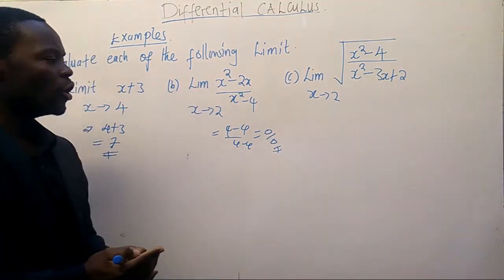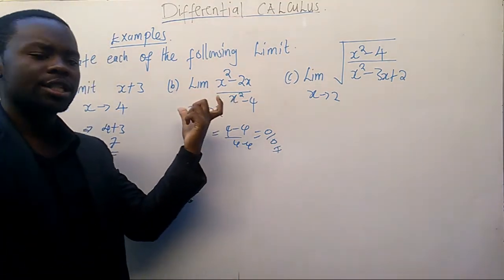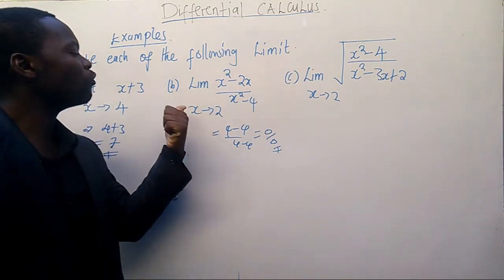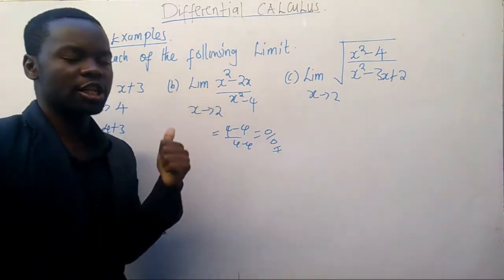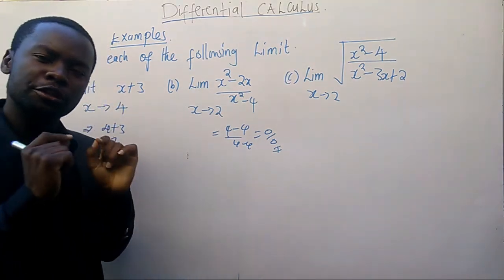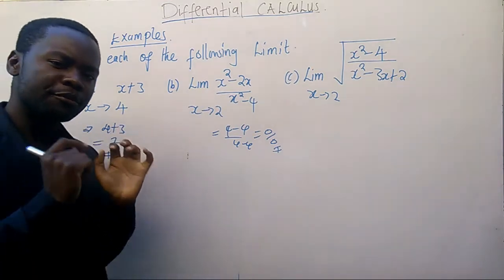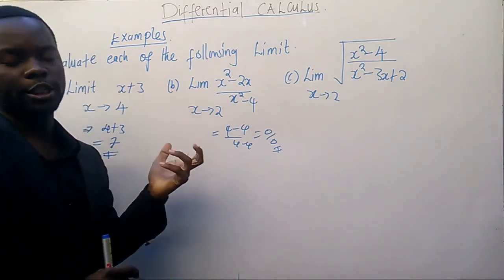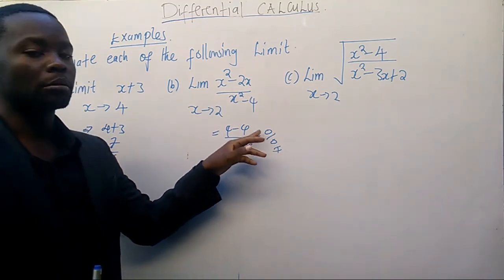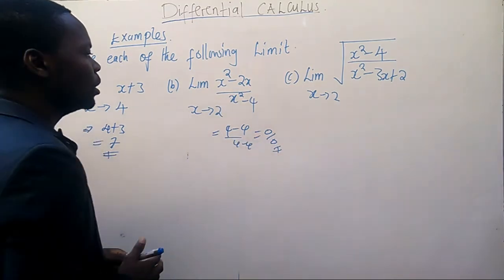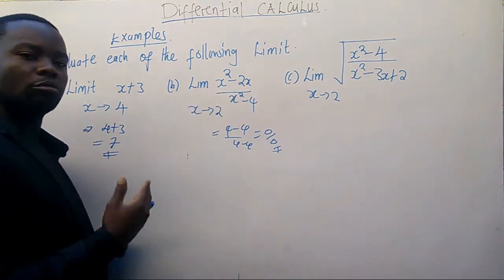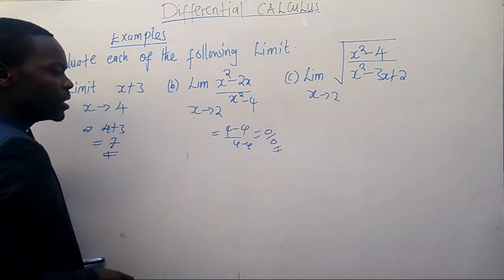0 over 0. So in this kind of condition, you must not substitute the value of x into your fraction without simplifying it. First of all, you need to simplify it, and after you simplify it, then you can substitute. Otherwise, it can lead you to this kind of problem. So now let's simplify it. The only way we can simplify it is by factorizing the numerator and the denominator.